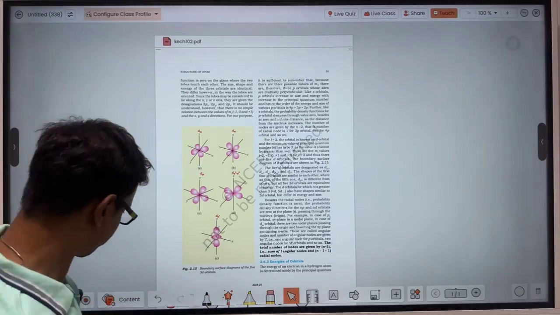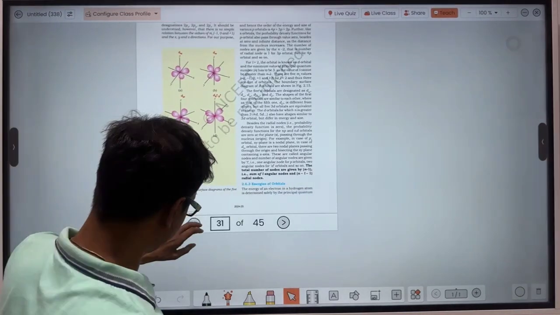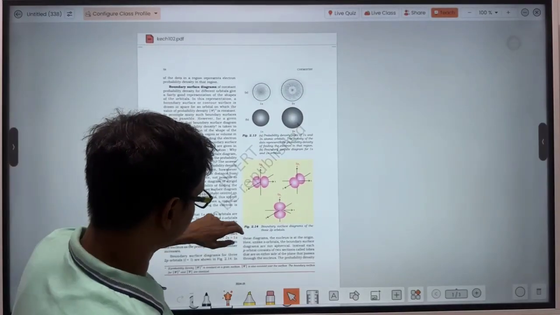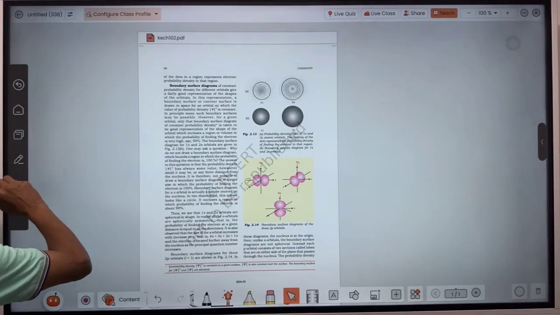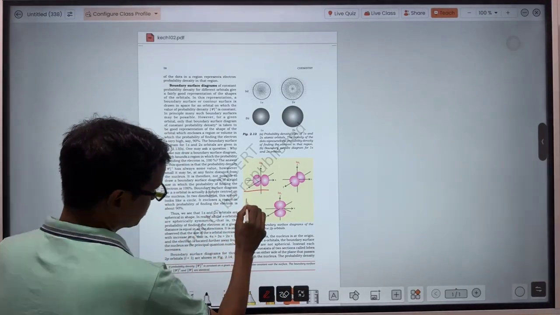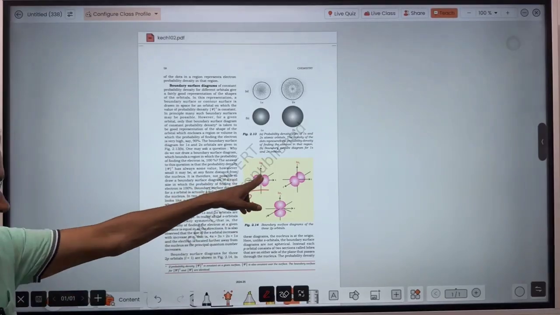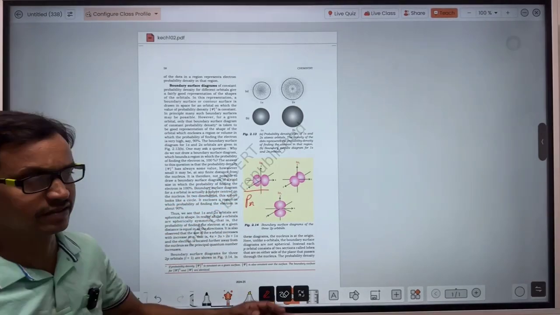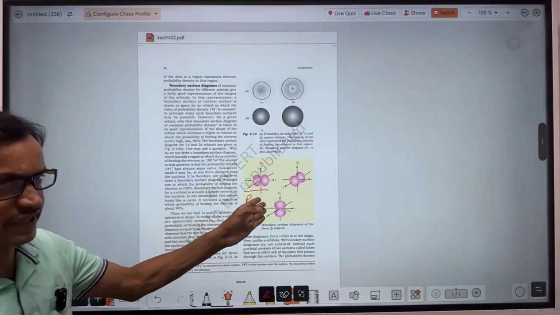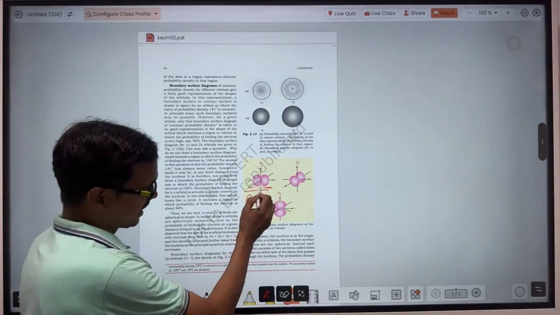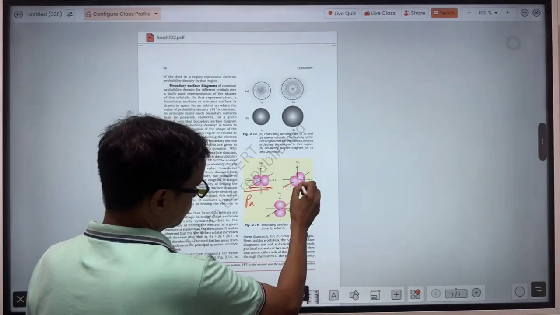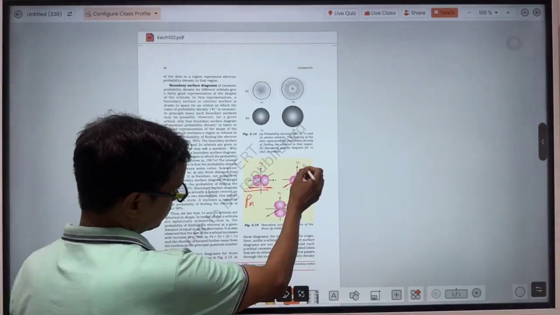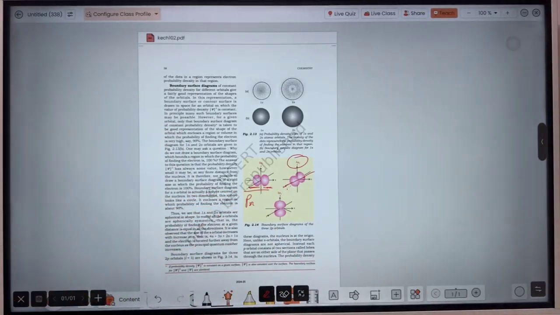In case of the p subshell, the direction of the lobe is along the x-axis. This is the diagram of 2px, the boundary surface diagram of 2px. The lobes will be along the x-axis. Here it is for the y-axis, so the lobes are along the y-axis. So this is the surface diagram of 2py, and the same along the z-axis for 2pz.